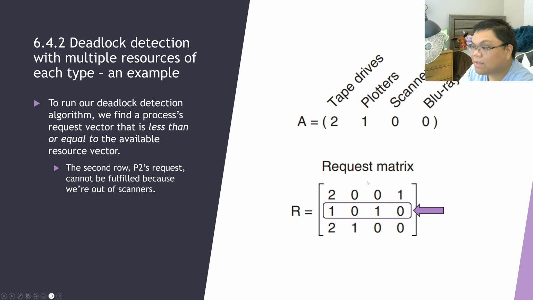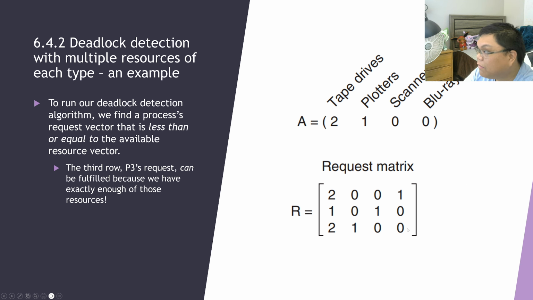Can we do that with the process 2 request? 2, 1, that's good. 1, 0, that's also good. Oh, no problem. Look. Process 2 needs a scanner, but we don't have a scanner left. So no, we cannot fulfill process 2's request. But can we do anything with process 3's request? Check this out. 2, 2, 1, 1, 0, 0, 0, 0. Yes, we have resources that we can give to process 3.